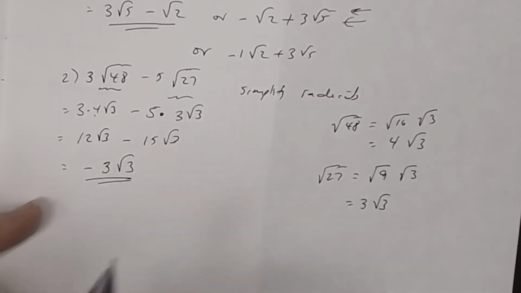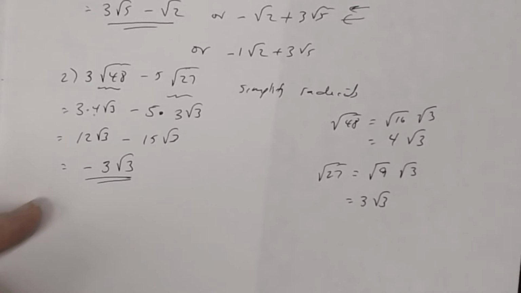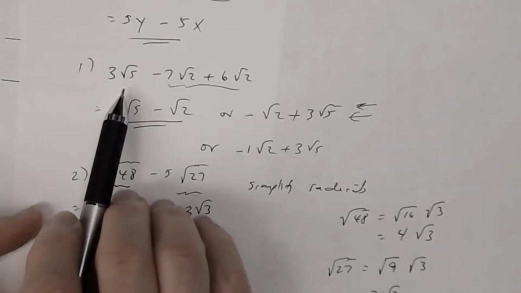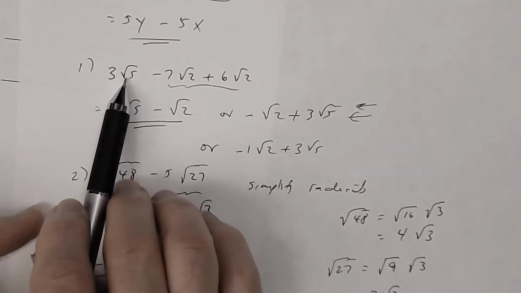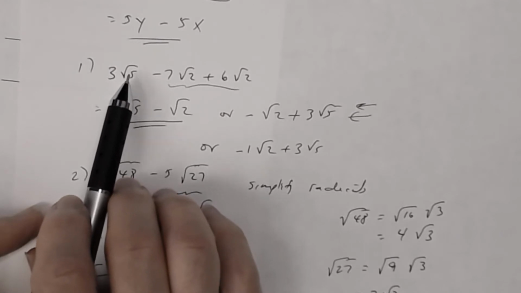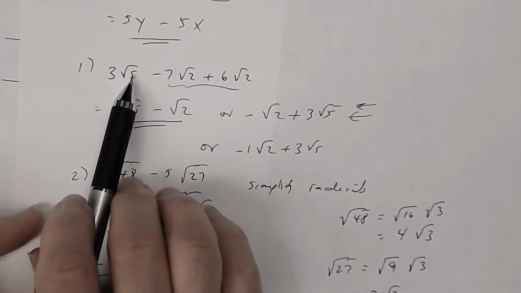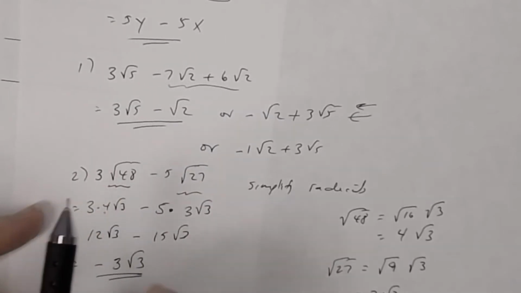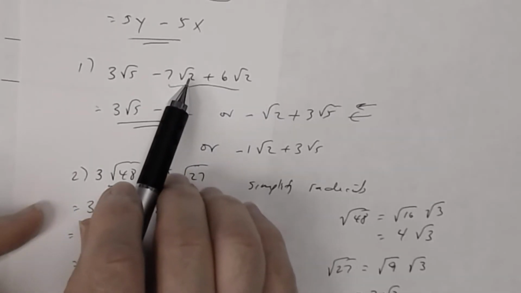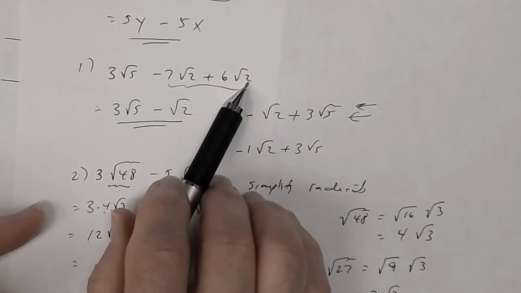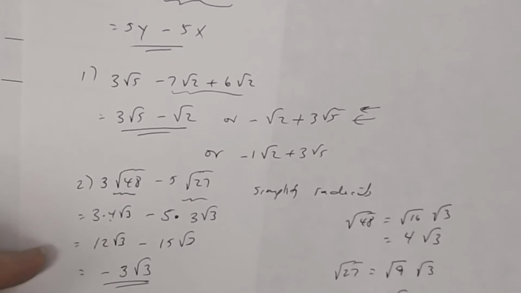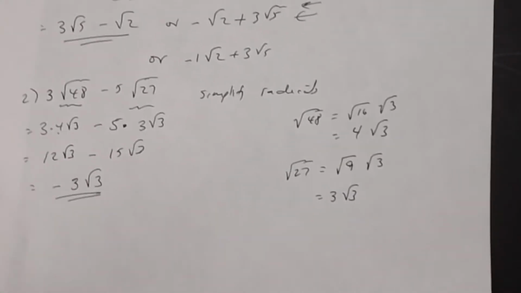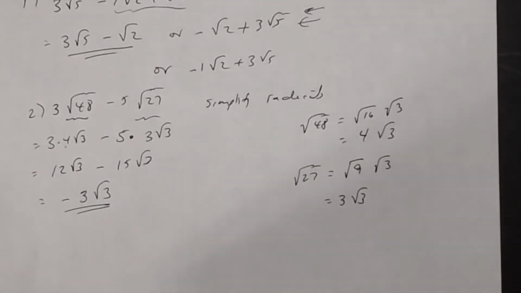So notice you have to simplify the radicals. You may say, well, why didn't you do that earlier in number 1? Because what's the largest perfect square that goes into 5? Well, it's just 1. So I couldn't simplify any of these, right? Because the largest perfect square that goes into 2 is 1, and 1 as well, right? Okay. So keep that in mind. You got to look to see if you can simplify those radicals.